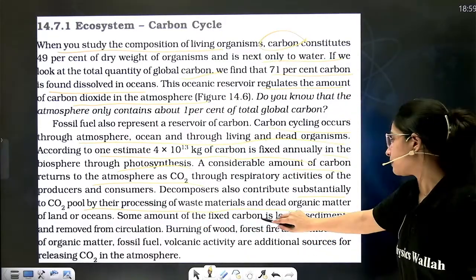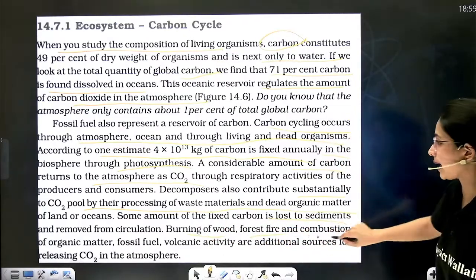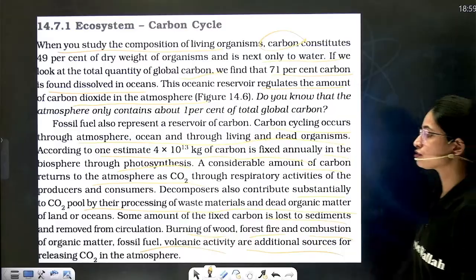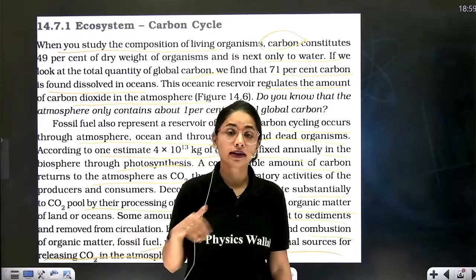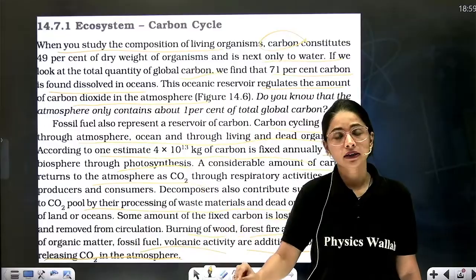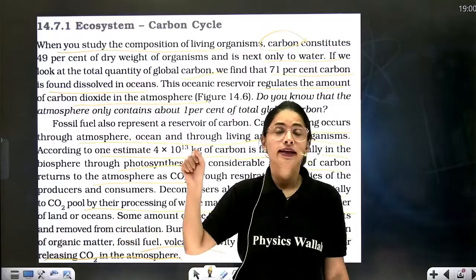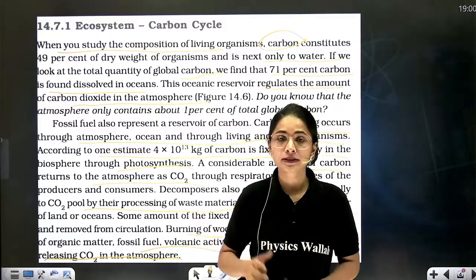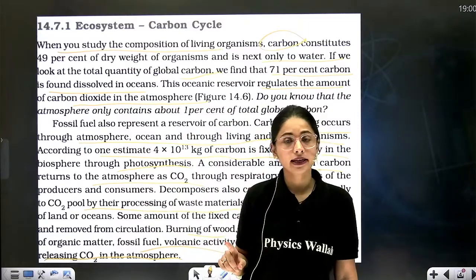Some amount of fixed carbon is lost to sediments and removed from circulation. Burning of wood, forest fire, and combustion of organic matter, fossil fuels, volcanic activity are different sources of CO2 getting released in the atmosphere. So you see, there are different sources which are releasing CO2 in the atmosphere. But there is only one source which consumes that CO2 and releases oxygen, that is plants. So isn't it our important duty to plant more and more trees so that your environment remains healthy, so that the proper carbon cycle keeps on taking place?